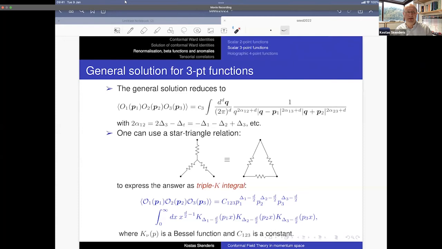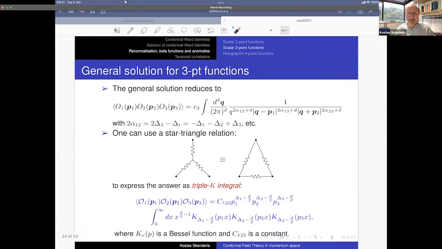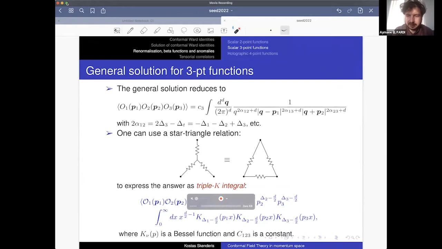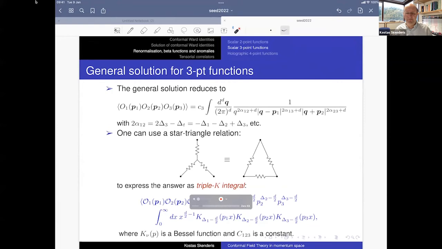Can you see the entire screen? Actually, do you see the entire screen? Yes, the last line is where K_nu is the Bessel function. So yes, we can. Yeah, maybe it's better now. Yes. Okay.